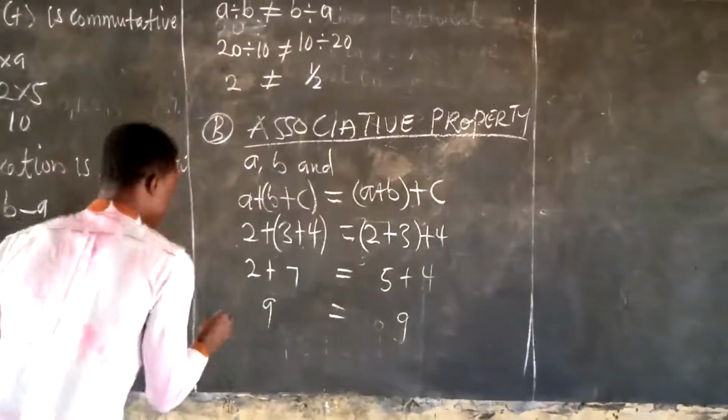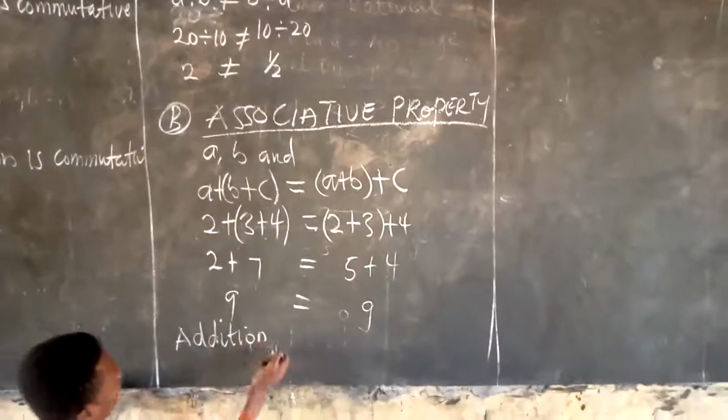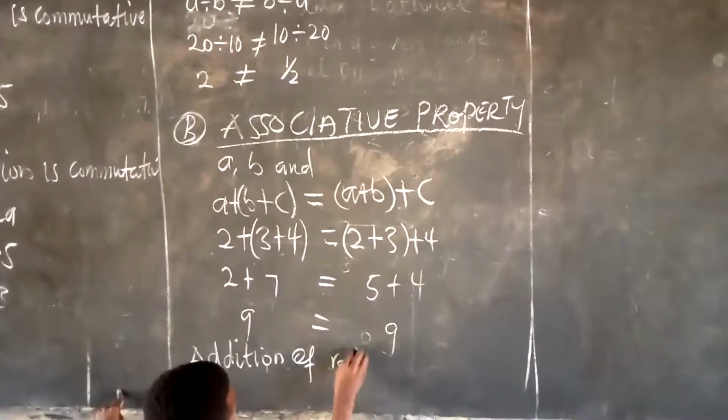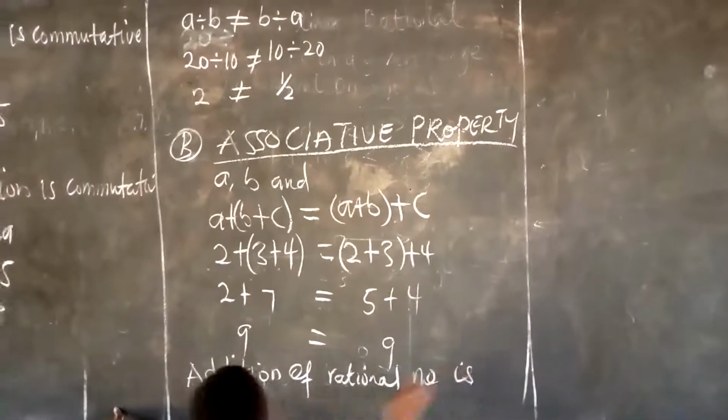So we can conclude by saying that addition of rational numbers is associative.